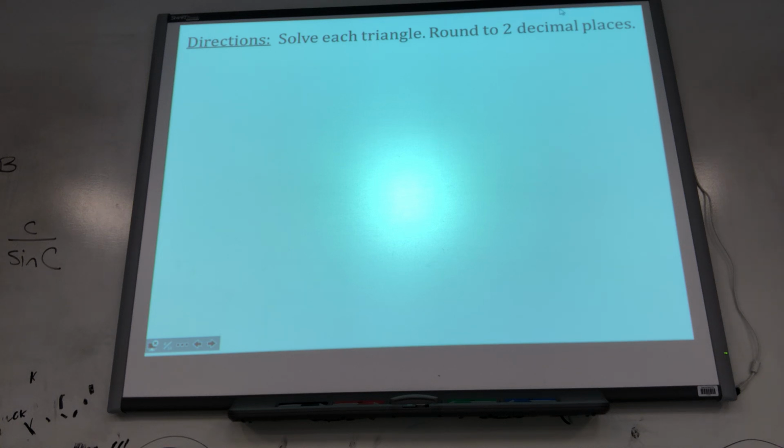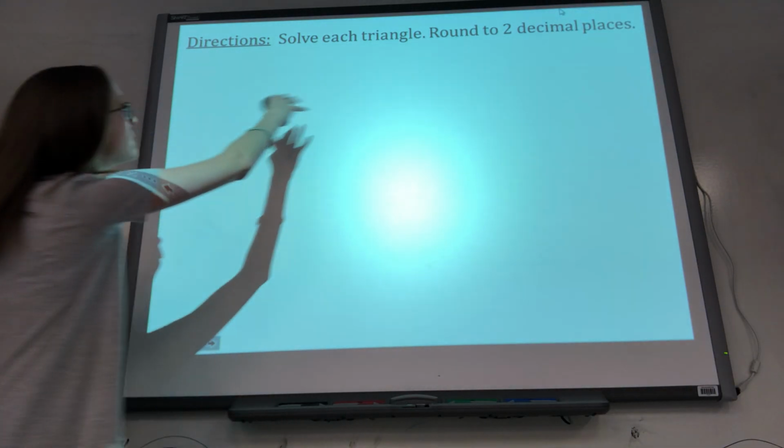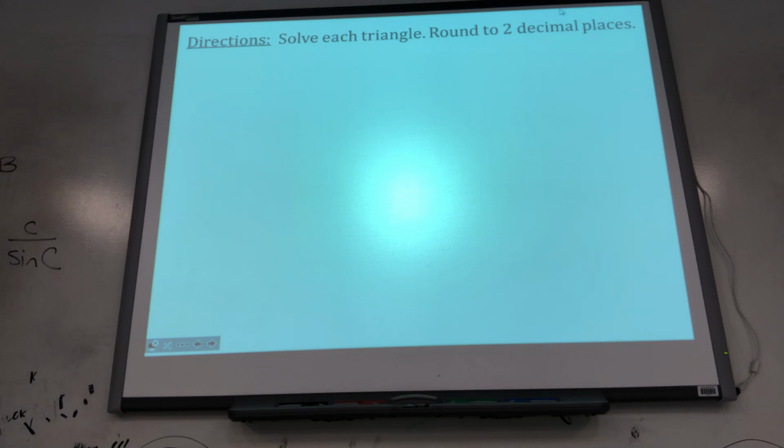Solve each triangle, round to 2 decimal places. We've actually had these directions before, but they were right triangles, not oblique triangles. So that is a pretty big difference. But basically, when it says to solve each triangle, you just, by the end of the problem, have to know what everything is.